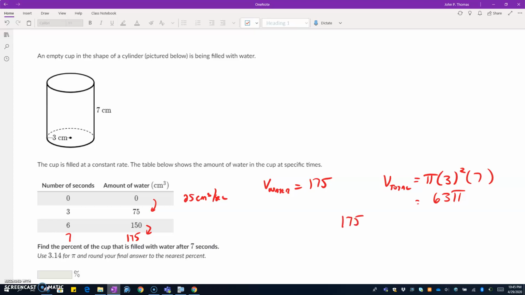So we're going to take our 175 divided by 63 pi. Now, this one they said use 3.14 for pi. So I'm going to multiply 63 times 3.14, and that gives me 197.82. So I have 175 over 197.82. If I take 175 divided by 197.82, I get 0.884646. Now this asks for the percent. It says round your answer to the nearest percent. So if I move that 2 decimal places, I am at 88%, and that would be my final answer on that problem.